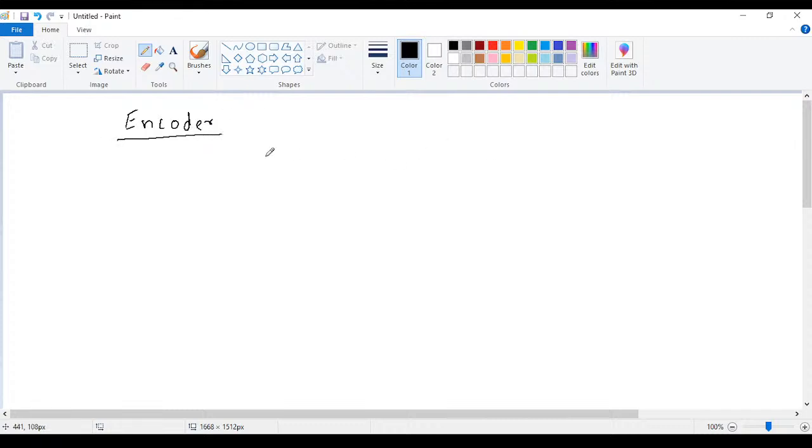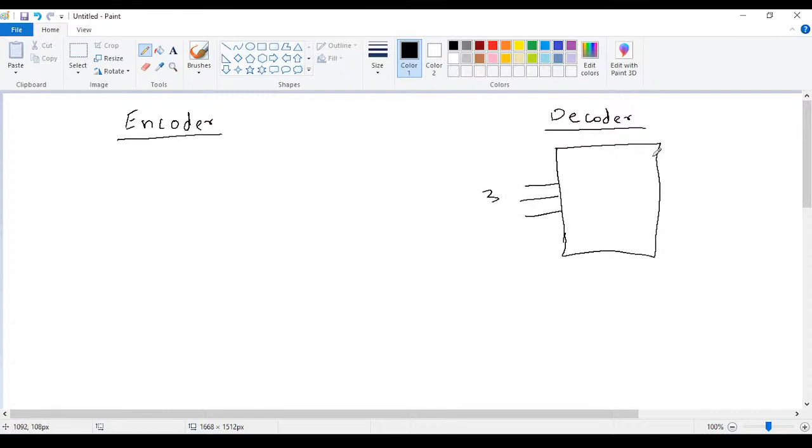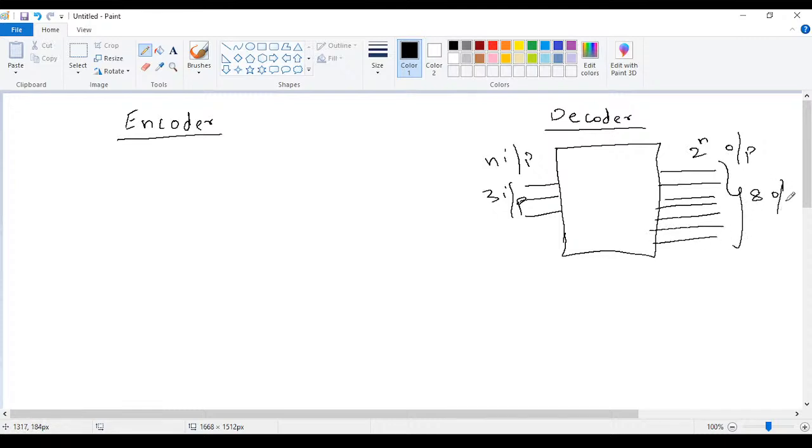Before going to the encoder, we see once again the decoder. So what is a decoder? For the decoder, we take the box. Depending upon our inputs, if it is n inputs, it means 2 power n outputs. So 3 inputs means 8 outputs.